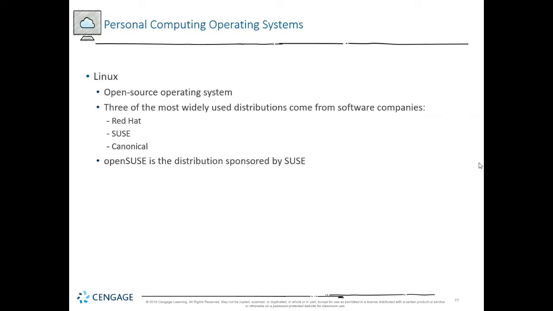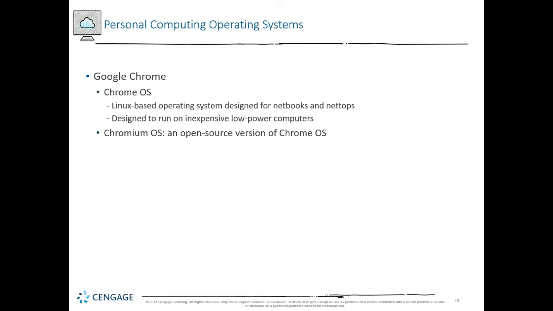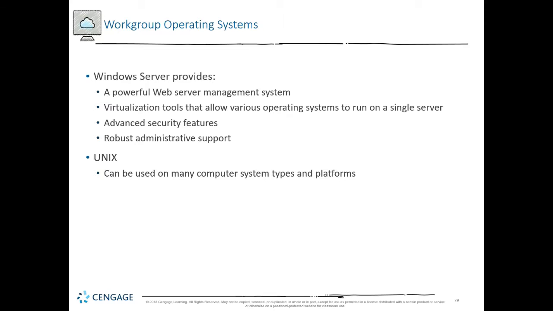Linux, an open source operating system. Three of the most widely used distributors are Red Hat, SUSE, and Canonical. openSUSE is sponsored by SUSE. Personal computing operating systems: Google Chrome. Chrome OS is a Linux-based operating system designed for notebooks and laptops, designed to run on inexpensive, low-power computers. Chromium OS is the open source version of Chrome OS.